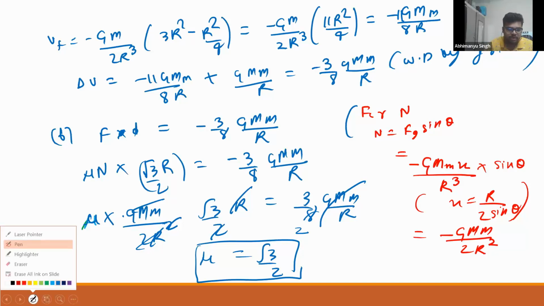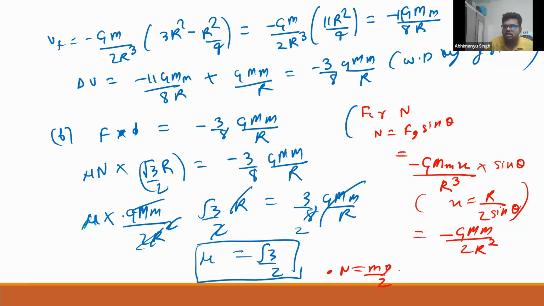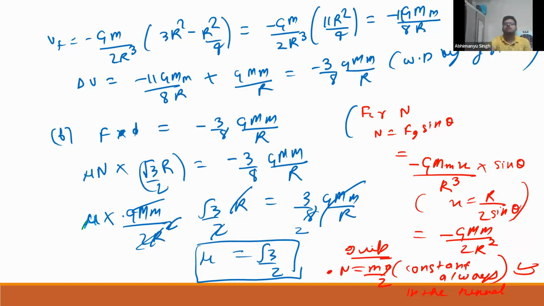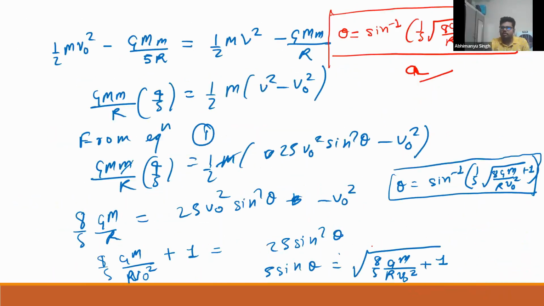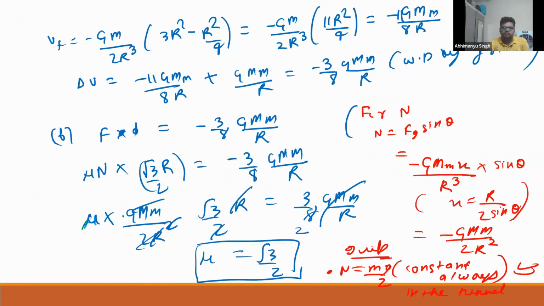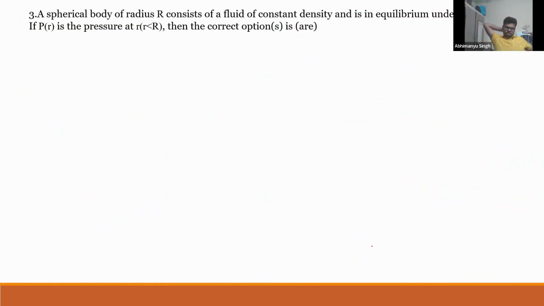I have also made you note this in the lectures, but let me write it again. Normal is just mg by 2. If you see, it is always constant in this problem, wherever you go in the tunnel. This is important and can be utilized in examinations. In this case, obviously mg by 2 is the value, but it is always constant, whether it is mg by 3 or mg by 4. Now let us move to the next problem.